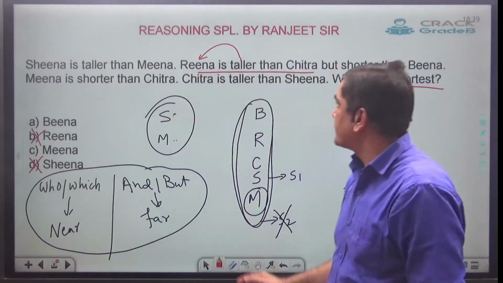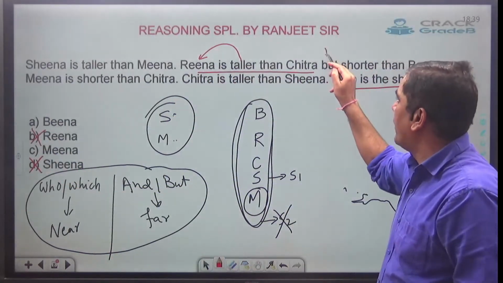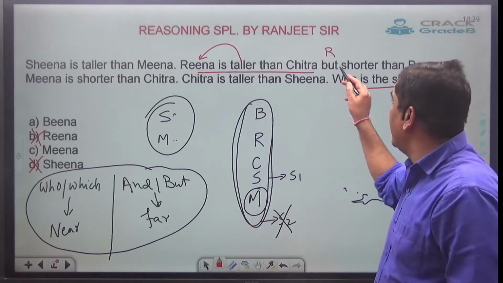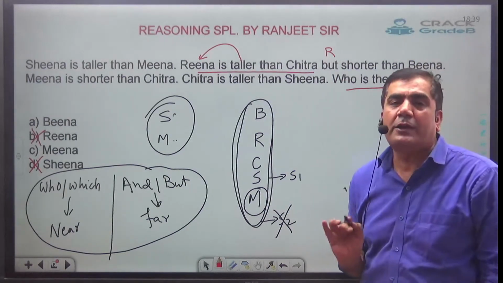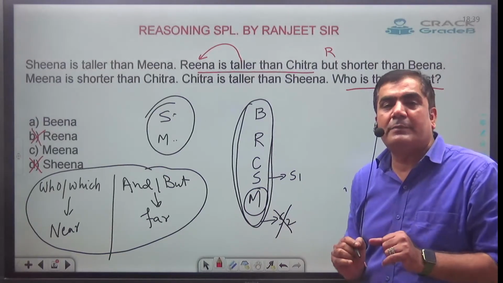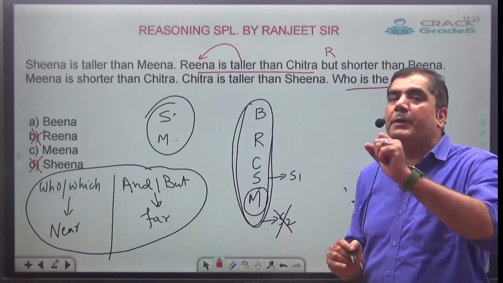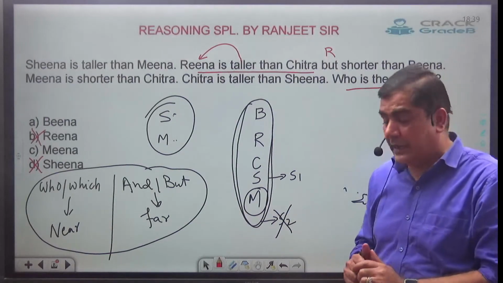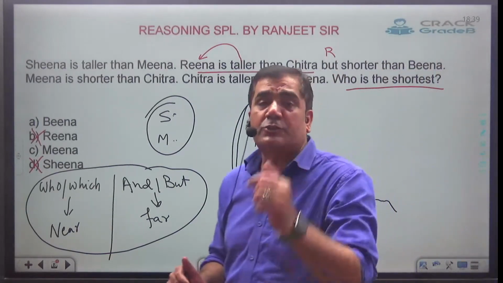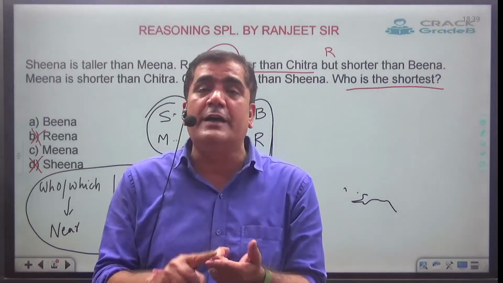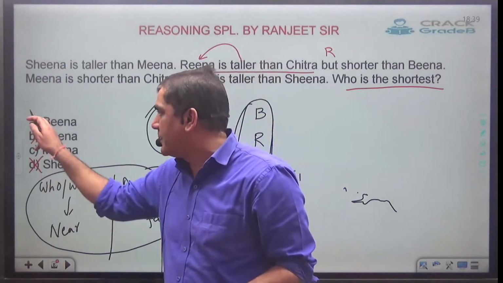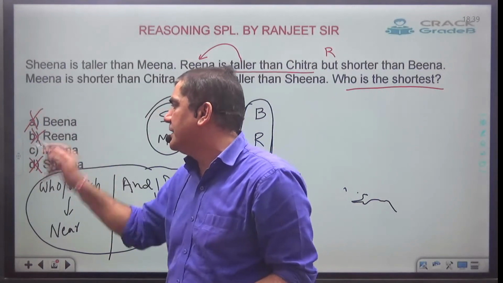Next one. Reena is shorter than Beena. It means if Reena is shorter, then Beena must be taller than Reena. And if Beena is taller, Beena cannot be the shortest. So Beena cannot be the answer. So the only answer that remains is Meena.